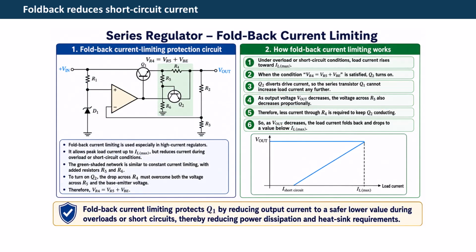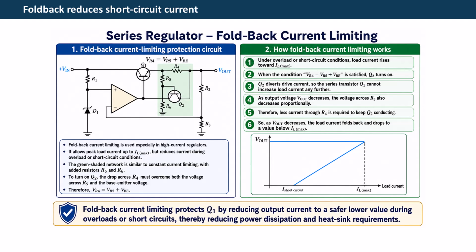Foldback current limiting is used especially in high current regulators. It allows peak load current up to IL maximum but reduces current during overload or short circuit conditions. The green shaded network is similar to constant current limiting with added resistors R5 and R6. To turn on Q2, the drop across R4 must overcome both the voltage across R5 and the base emitter voltage.